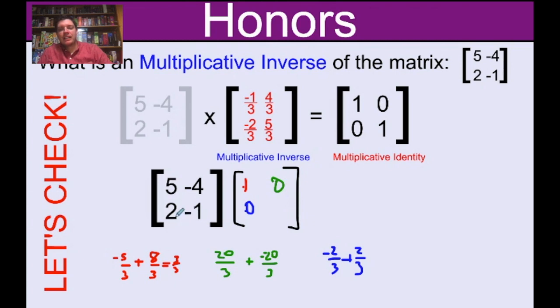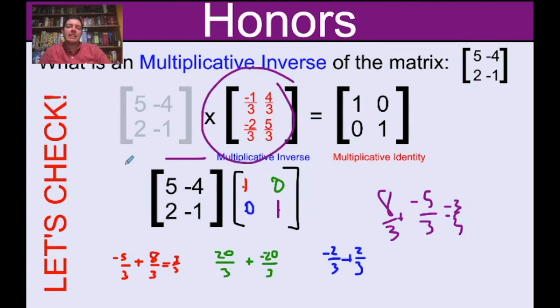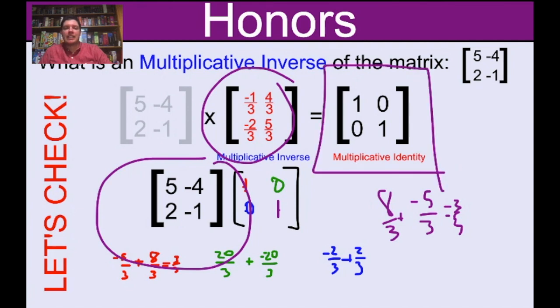And finally, this number over here, oh, I need to use purple. This number right here is 2 times 4/3, that's going to be 8/3, plus negative 1 times 5/3 is negative 5/3. 8/3 plus negative 5/3 is 3/3, which when we simplify that down is the number 1. So I know that is the inverse of this because when I multiply them together, I get the identity.